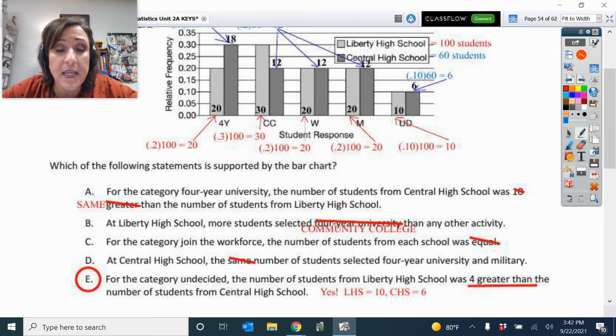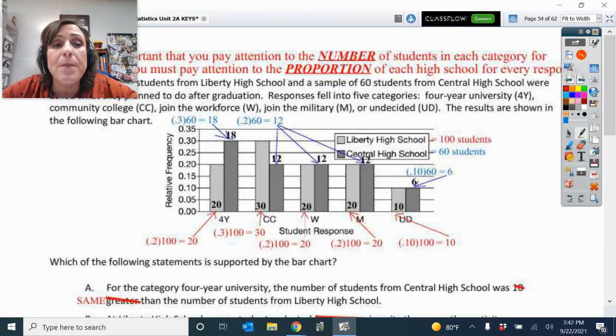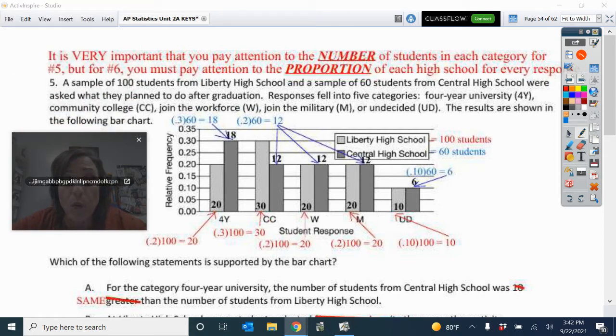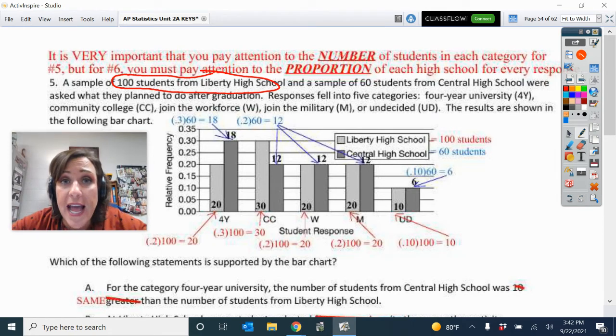So, that could be an issue and a problem. But the reason that is actually allowed in this problem is because in the prompt up above, we are told that Liberty High School has 100 students in the survey that were surveyed. Central High School has 60 students that were surveyed. So we know the total from Liberty and the total from Central.